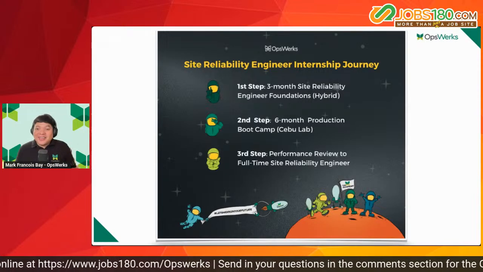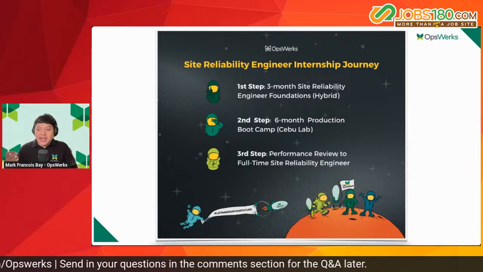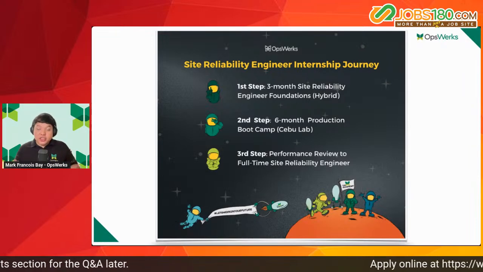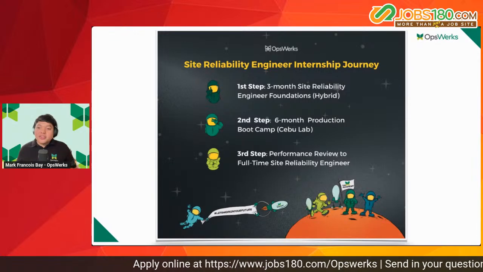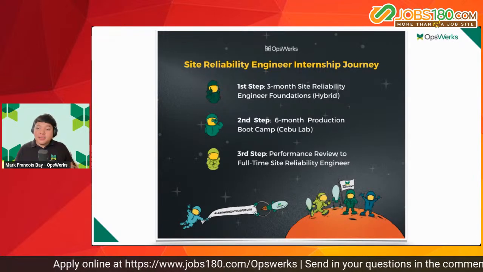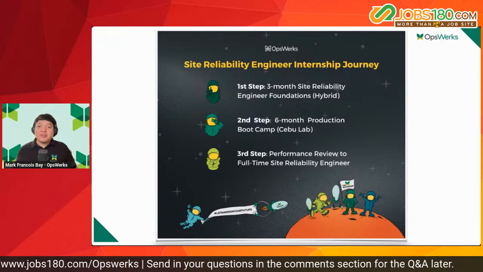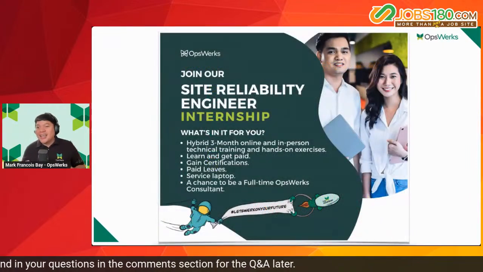But the learning doesn't stop in the 6 months, in the second step. During this stage, you will actually learn how to set goals. You will also receive platform, system, and product trainings for you to be equipped in supporting production systems. Lastly, once you pass the final assessment in the third step, you will be then transitioning to becoming a full-time consultant with us.